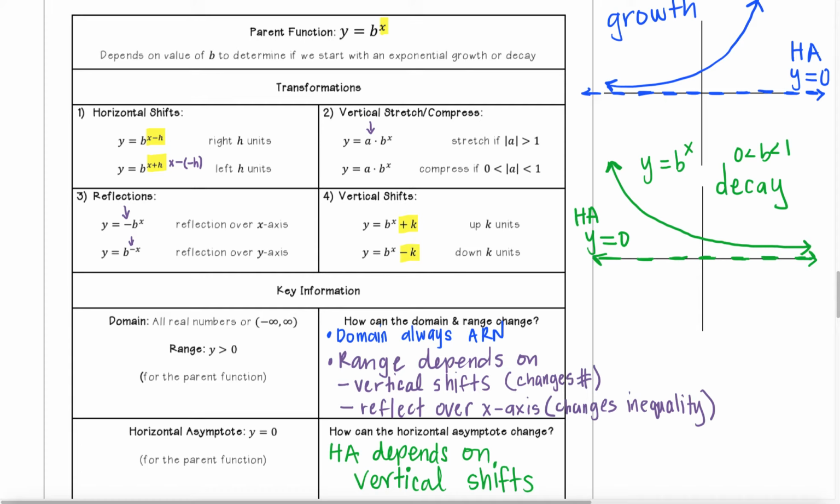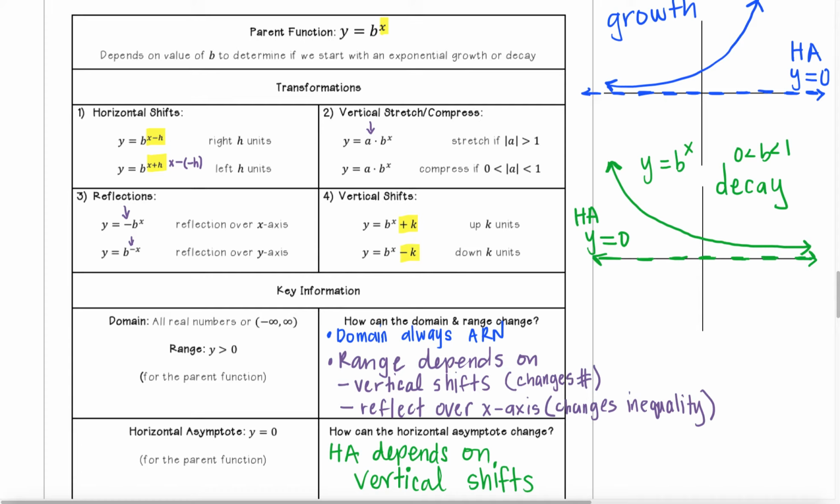And for the parent function, our range was strictly positive numbers. Since we had this horizontal asymptote on both the growth and decay graphs at y equals 0, then our range was anything above that, since the graph got really, really close to the horizontal asymptote but did not cross or touch it. So for our parent function, this was what our domain and our range was starting with. Now, these are going to get affected depending on what types of transformations we have.